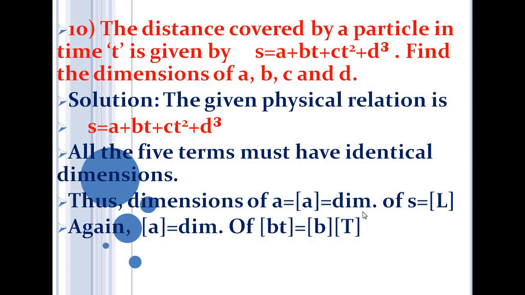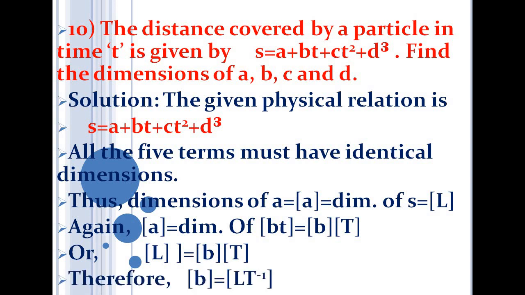So a, b, t is the time, the dimension of time is T. So the dimension of a is L, and the dimension of b and t as well. So the dimension of b is simply LT minus 1. Similarly, we can find the dimension of c and d as well.